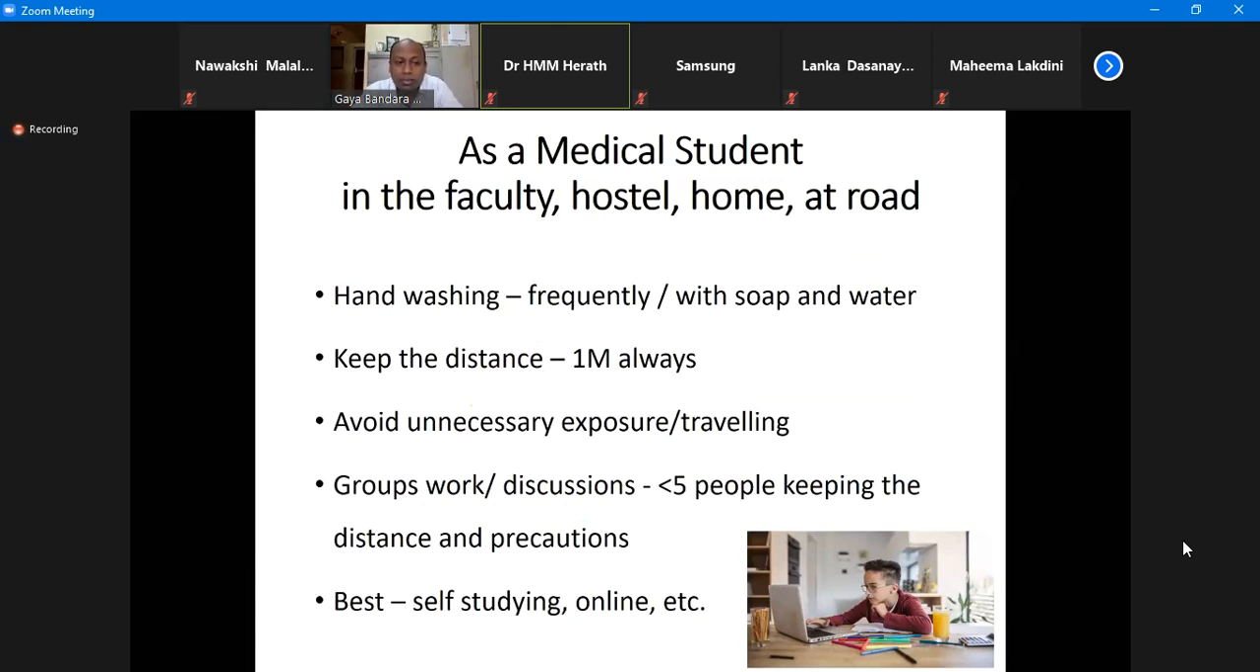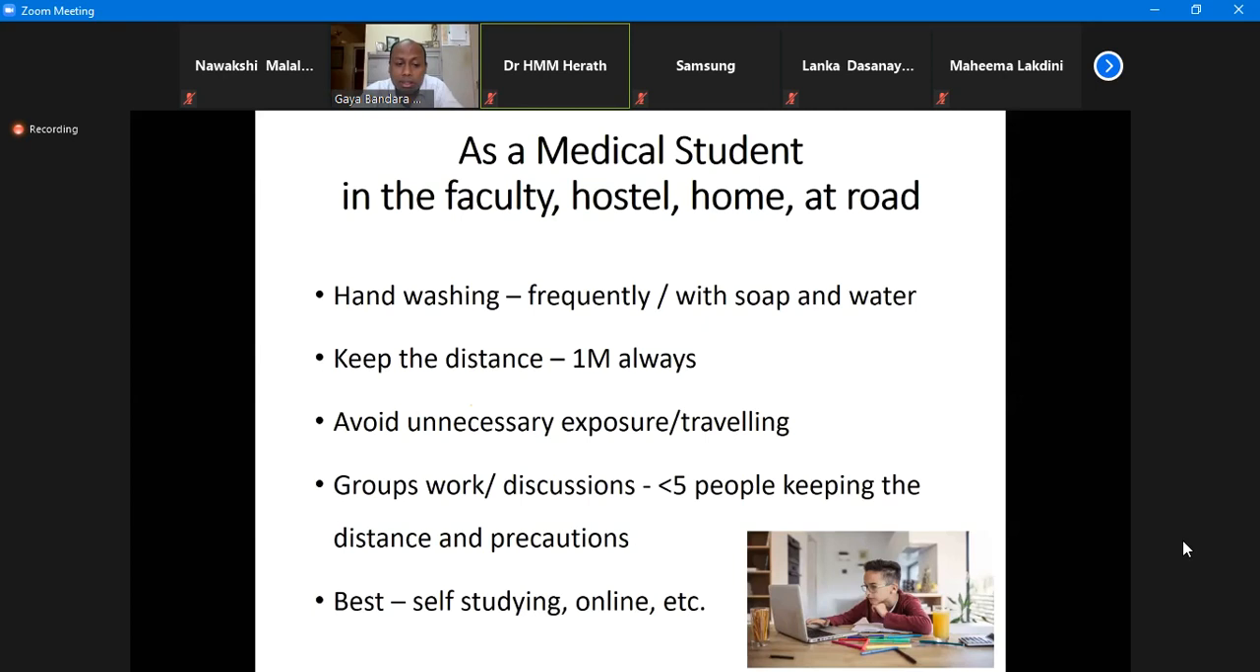Then you have to maintain hand washing as frequently as possible with soap and water, and always try to keep the distance. And you have to avoid unnecessary exposure or travel. Only if it is essential, you go out, or else you stay at one place. So that's emphasized by quarantine.